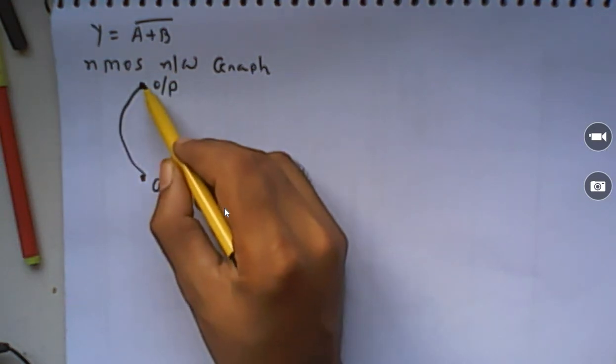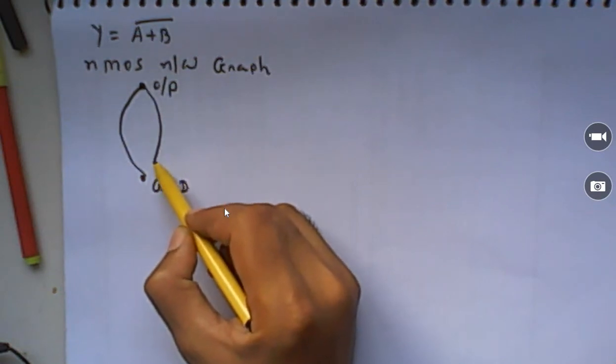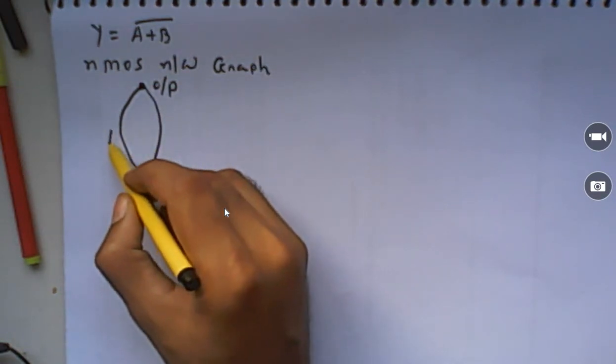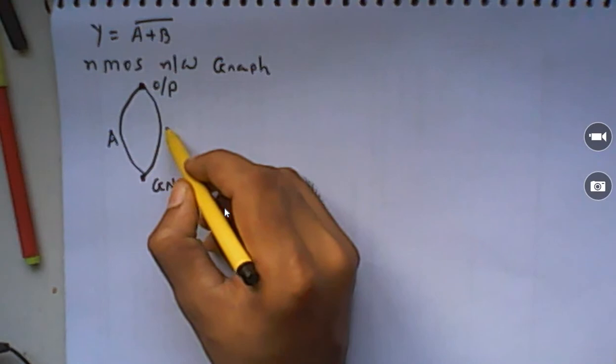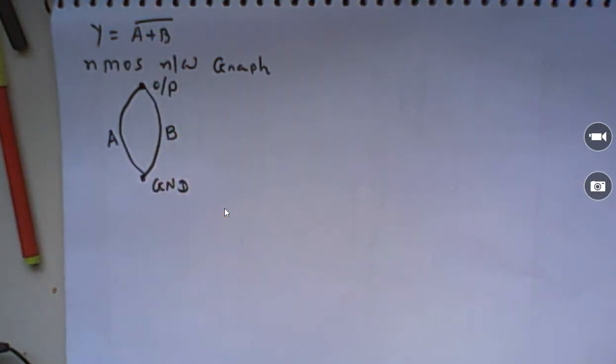So if you see the graph of the NMOSFET network, this is the branch of A, this is the branch for the B input. So this is the graph for the NMOSFET network. How is the NMOSFET network structured to implement any Boolean function? Here our Boolean function is A plus B bar. So both the MOSFETs are in parallel and it is between the output and ground.